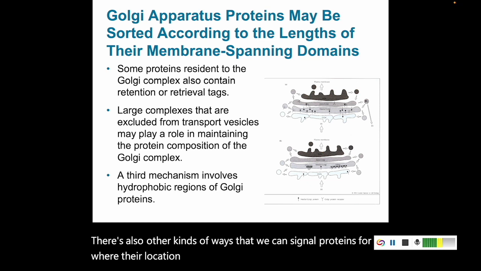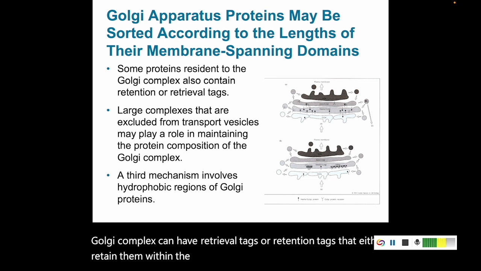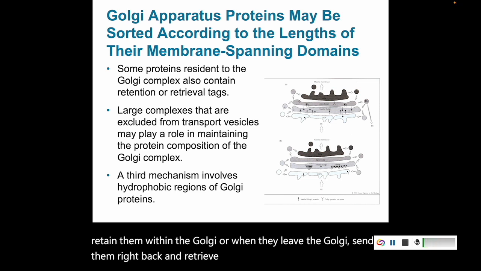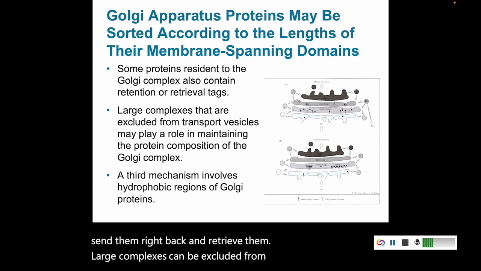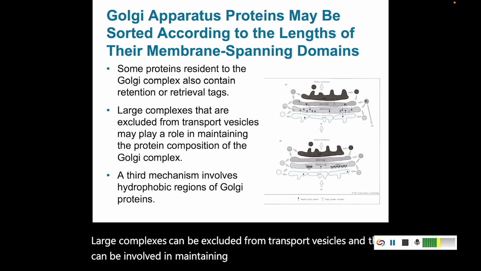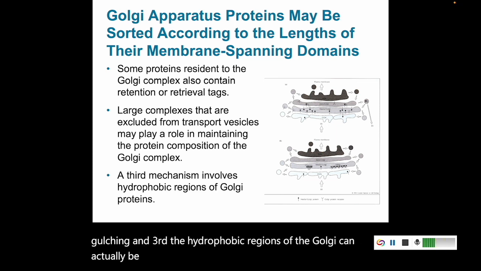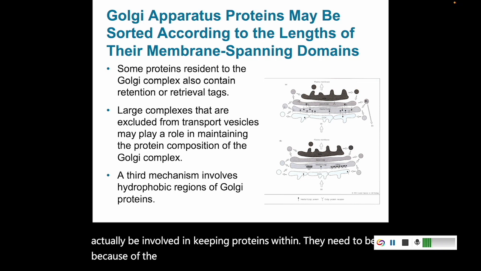Some proteins that are going to be used in the Golgi complex can have retrieval tags or retention tags that either retain them within the Golgi or, when they leave the Golgi, send them right back and retrieve them. Large complexes can be excluded from transport vesicles, and that can be involved in maintaining protein composition of the Golgi. And third, the hydrophobic regions of the Golgi can actually be involved in keeping proteins within, because of the membrane spanning domains of those different proteins.